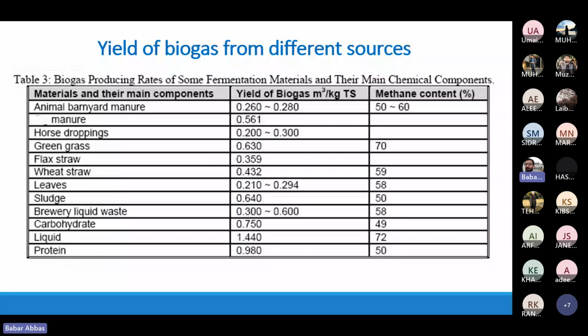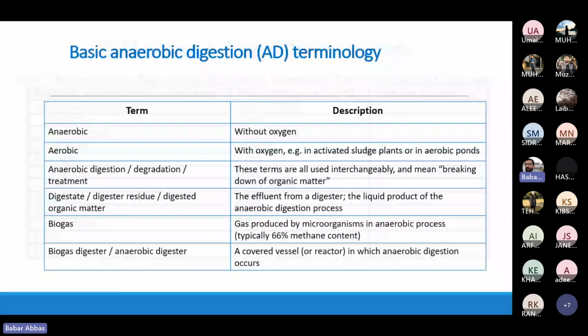These are the basic terminologies. Anaerobic is in the absence of oxygen, aerobic in the presence of oxygen. Anaerobic digestion is a process which is breaking down or decomposing the waste, the organic material, in the absence of oxygen. Digestate is the effluent from a digester, the liquid product of the anaerobic digestion process. Biogas is the gas produced by the microorganisms in the anaerobic process. Biogas digester or the reactor is the vessel or designed unit which is hosting this process.